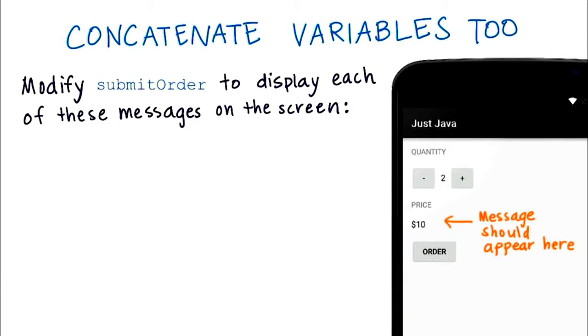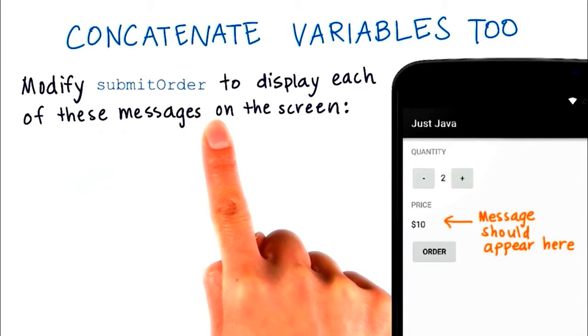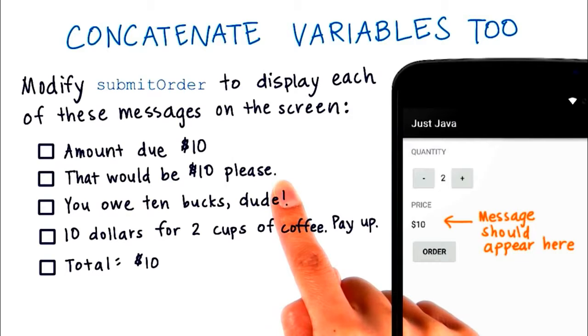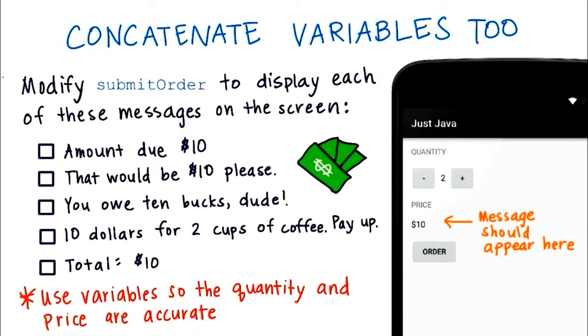Following the pattern that I've been showing you, go ahead and modify the submit order method so you can practice displaying different messages on the screen. First, try to display amount due $10 on the screen when you hit the order button. Once you get that working, then change it so that you display this string when you hit the order button. Repeat the same for each of these different strings. You should only see one of these strings on the screen at one time. Remember to concatenate the strings with variables so that the quantity and price values are accurate based on the quantity picker. So if I change this to quantity of 5 cups of coffee, then the amount due should be $25.